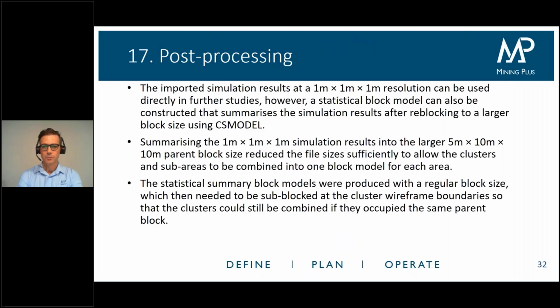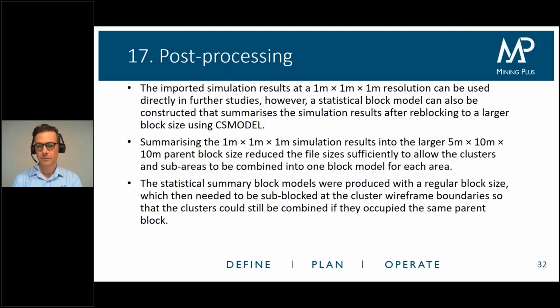And then finally, the post-processing. First of all, we exported the results from Supervisor into Datamine, and that was at 1 by 1 by 1 meter resolution. We can use that information directly in further studies, or we can also post-process it using the CS model process in Datamine, which produces a whole lot of stats from all of the realizations, mean, median, everything you expect, plus it produces the percentiles that you tell it, and also proportion and grade above cutoffs.